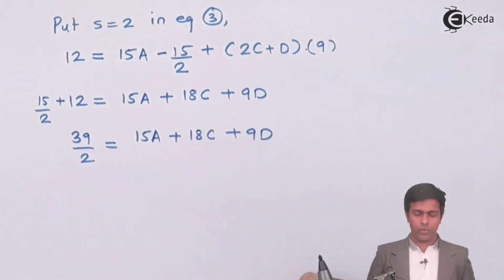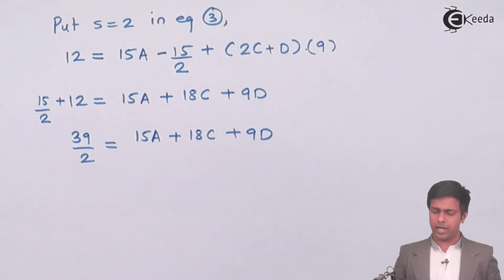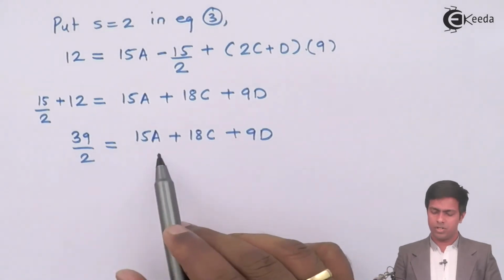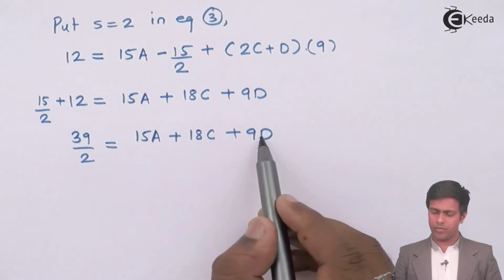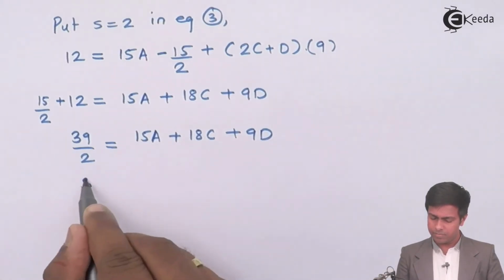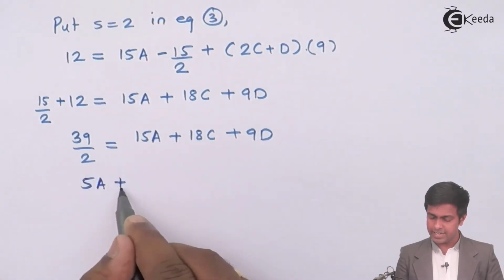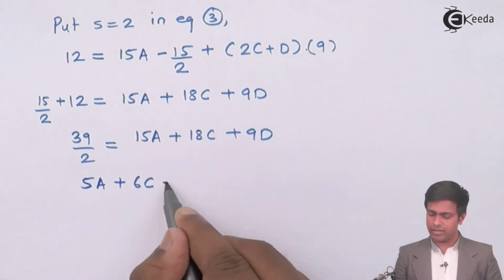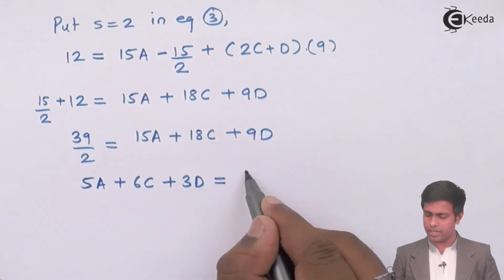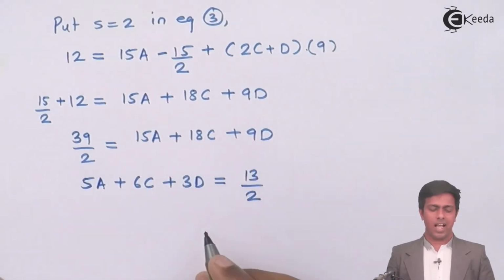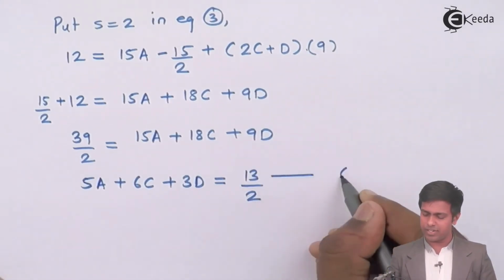Now guys, if you want, we can reduce it by taking 3 common. So from here, if we take 3 common, here we get 13 upon 2, here we'll get 5a, here we'll get 6c, and here we'll get 3d. Similarly, from here we'll take 3 common, so we'll get 13 upon 2 only. And we will call this equation number 6.